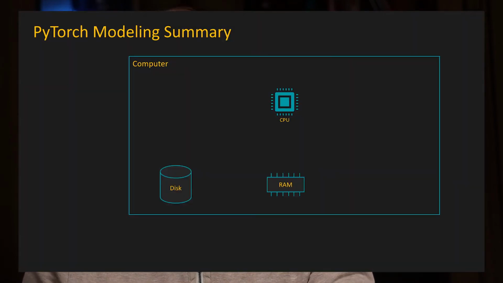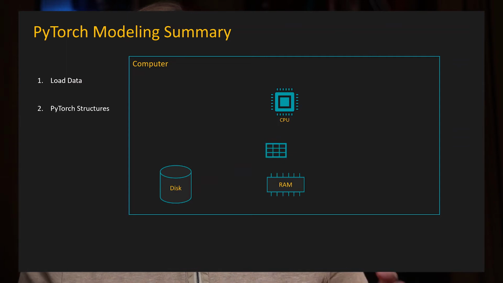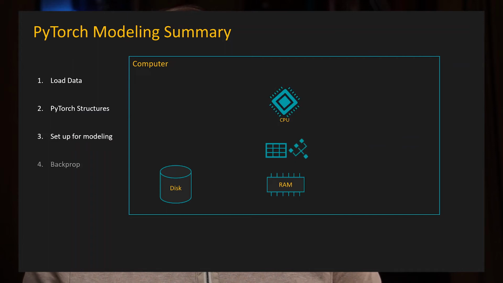Well, there you have it. That is the code for training a neural network with PyTorch, some of the concepts behind it. Let me give a quick summary. So here's what we have. We have a computer. There's the disk, the RAM, and the CPU. Step 1 is to load the data, which is get it off of the disk into the RAM. Step 2 is convert it into the PyTorch data structures of tensors. Step 3 is to set up for modeling, where we create the model structure, we pick the loss function, and we create the optimizer. Step 4 is to do backpropagation until convergence. And then step 5, of course, is to test.